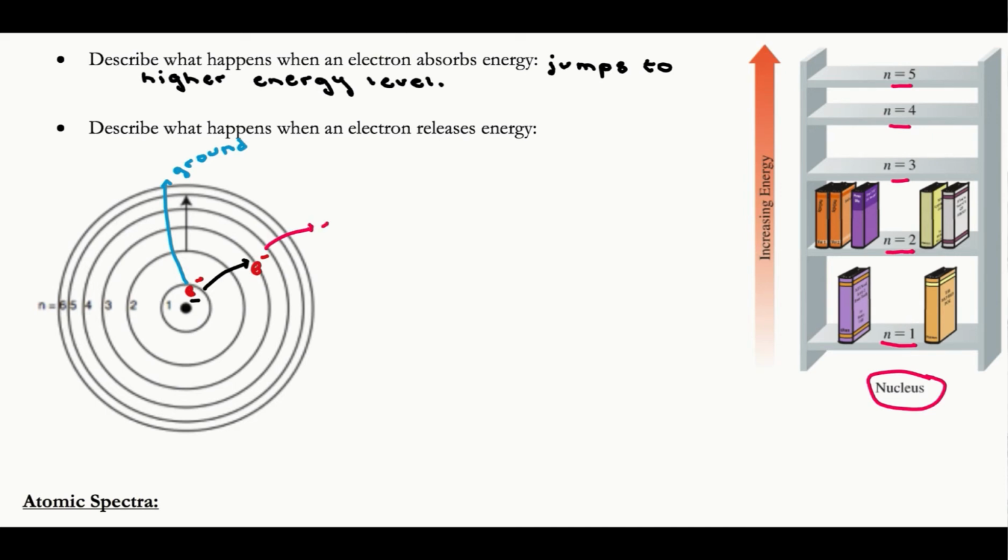And just like with kids, the excited state, or being super hyper, is not stable. So when this electron absorbs energy, it will jump to a higher energy level, and it will exist in this excited state, but not for very long. It will then want to go back down to its ground state to be more stable. And when that happens, it releases energy, and it will move back to its original principal energy level. So it will move back to the lower energy level.